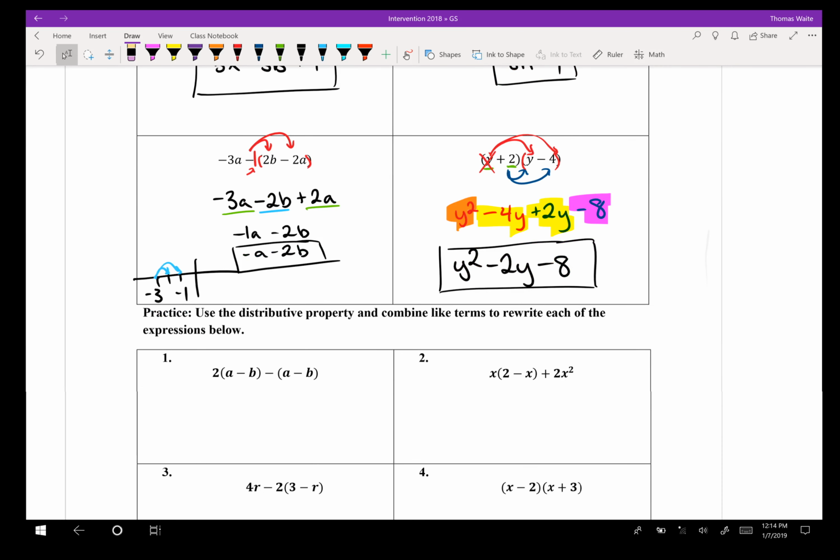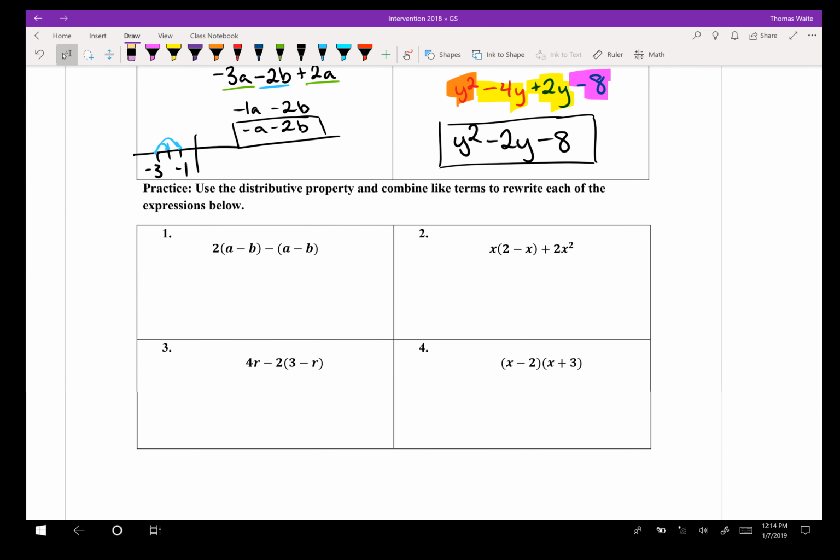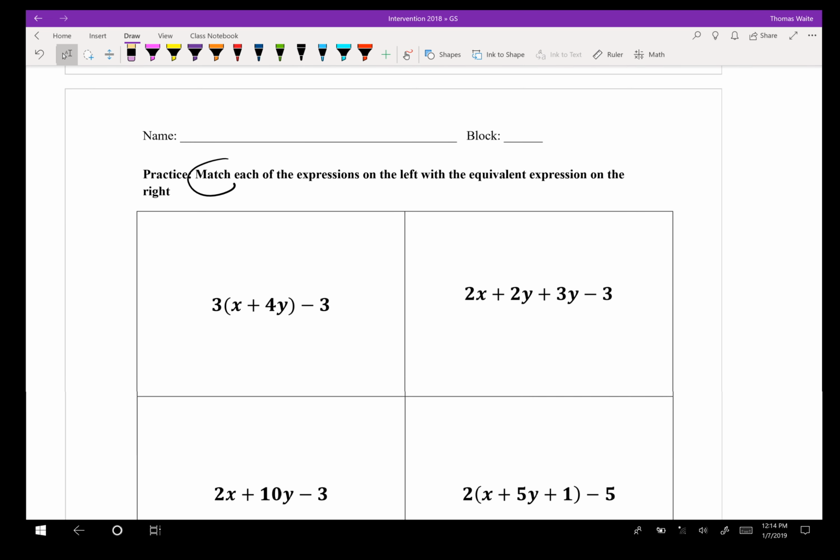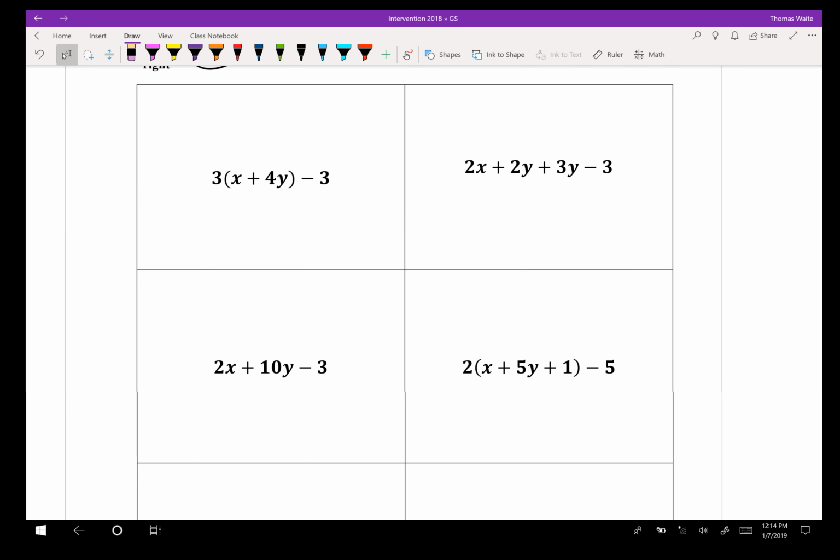2 ways to practice this. The first one just asks you to use the distributive property and combine like terms to rewrite expression. And then on the back side, it has you match each of these expressions on the left with the one on the right. Here it doesn't specify, but you may need to combine terms, you may need to distribute, simplify them to be able to match up which ones are equivalent.